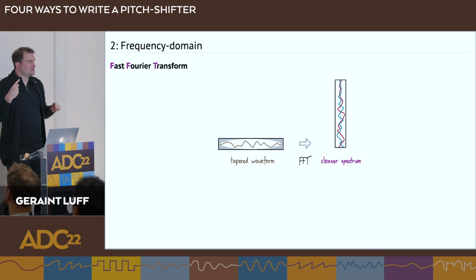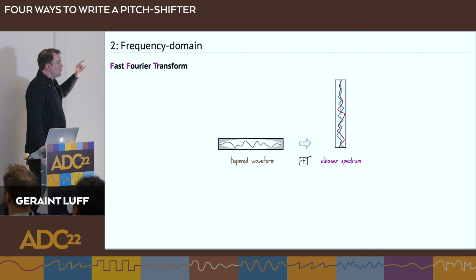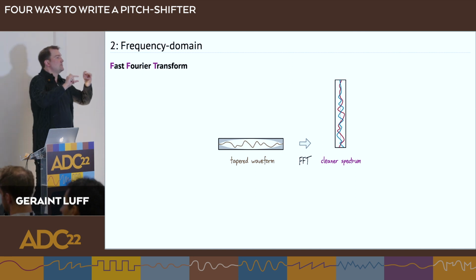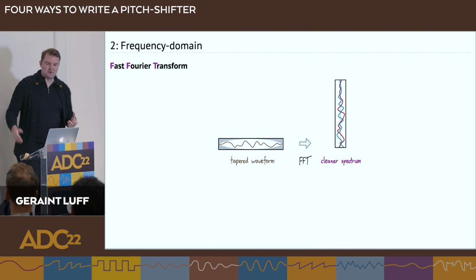It perceives that as a discontinuity and spends a lot of information trying to reconstruct it. What we're going to do is, before we hand the waveform to the FFT, we're going to taper it so that the start and end match up nicely. This gives us a clearer spectrum.